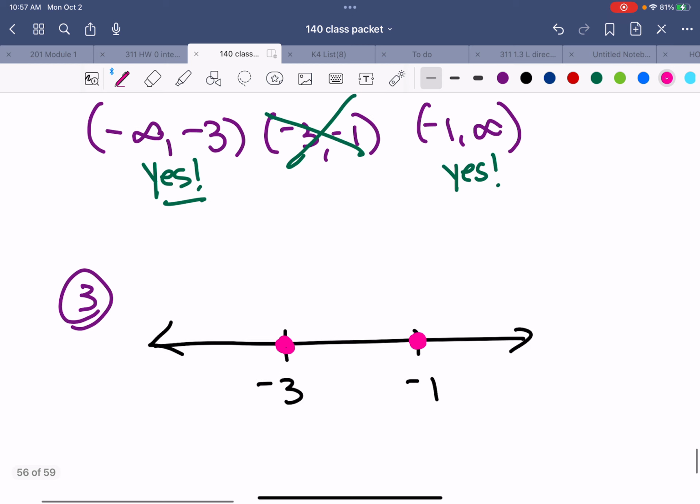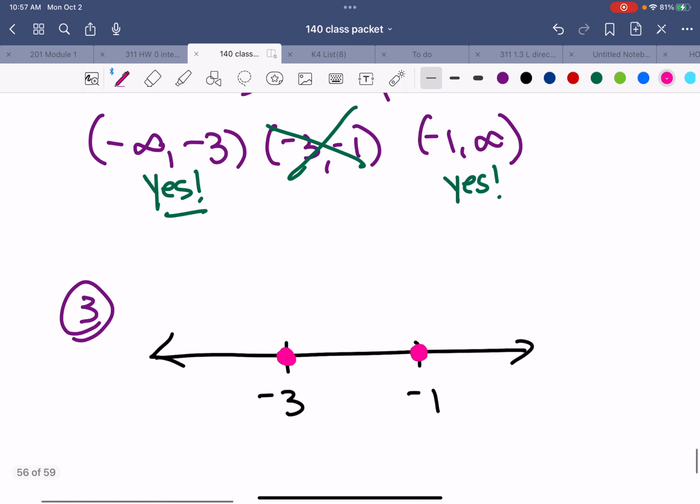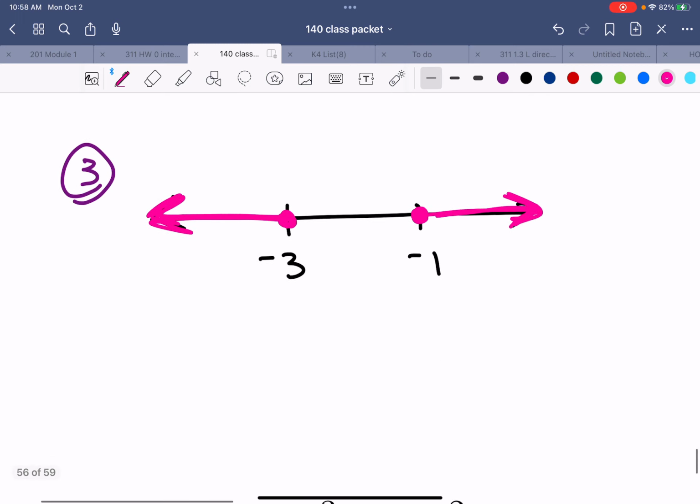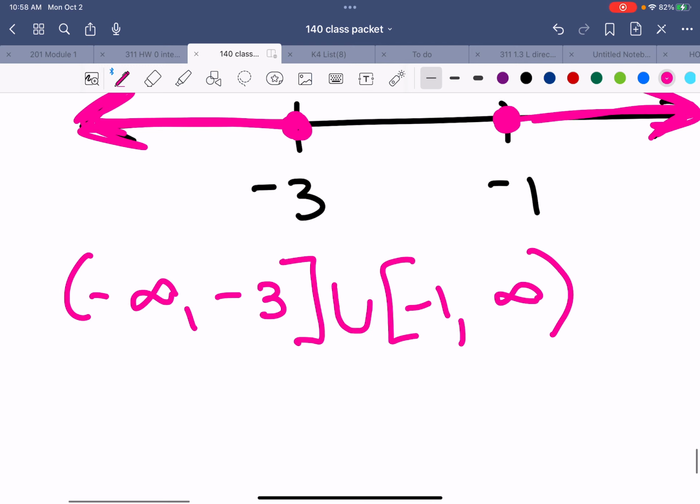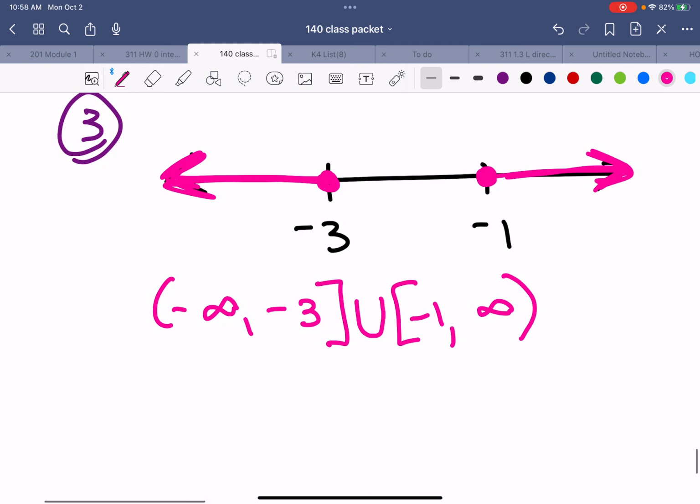If I look up above at my intervals that I tested, I don't want the middle. I only want the ends. So I want this one, and I want this one. If I turn that into intervals, that'll be from -infinity to -3, include -3, include -1, and go off to infinity. Now, when you enter answers on WebAssign, it will want you to put a union symbol in the middle. That just means we're taking both of those things and including everything from both of those intervals.